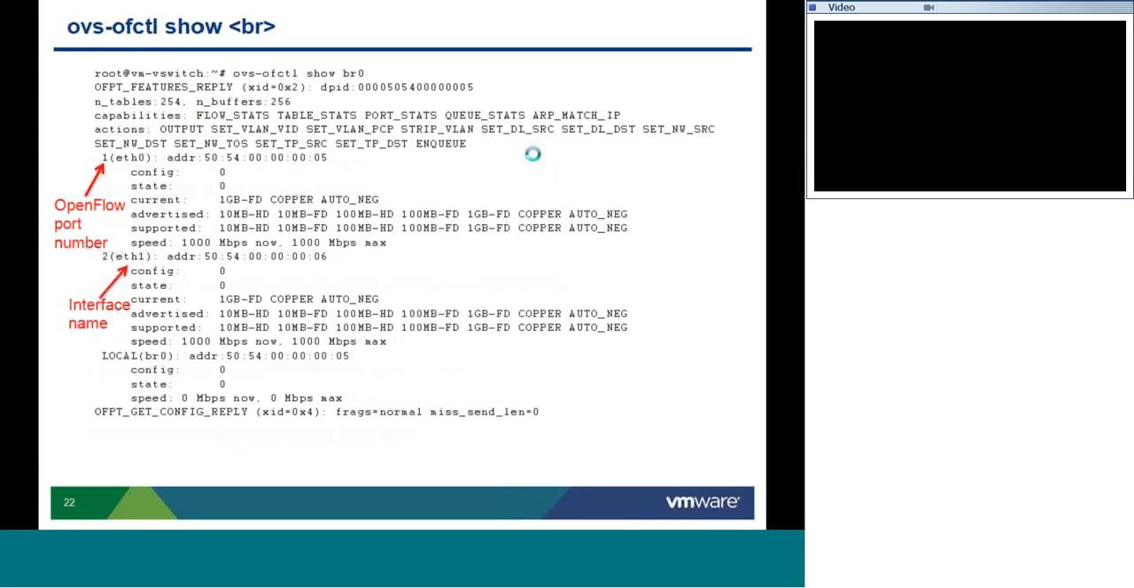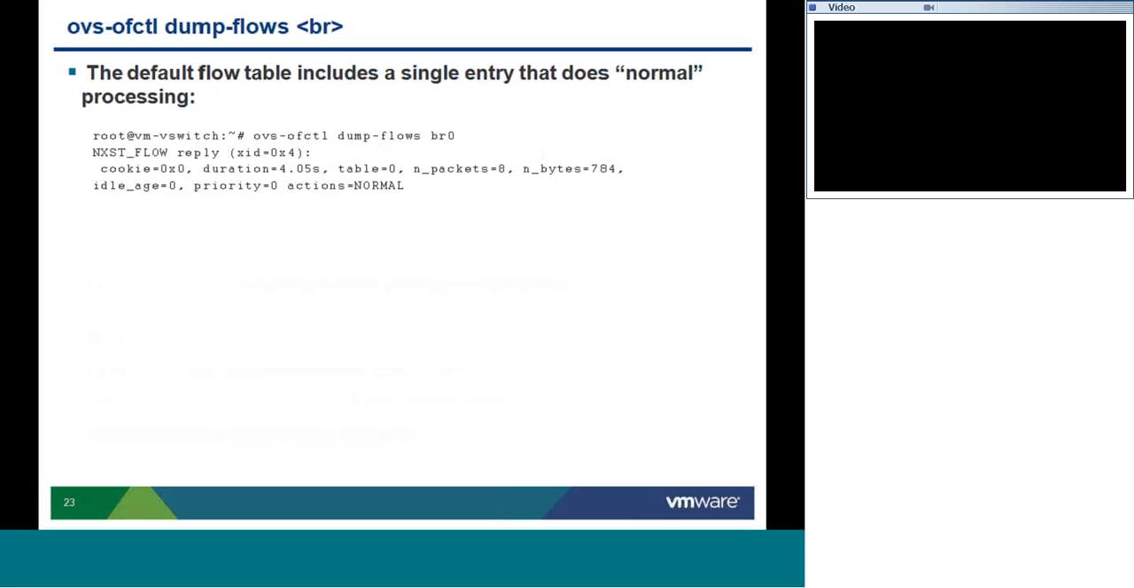Oh, there was a question about ovs-vsctl show. So here's the output, and this is information that's in the OpenFlow connection. Here's an example of ovs-ofctl dump-flows. By default, there's just this single entry which matches everything. You can see that there's actually no match defined, which means that it matches all packets.